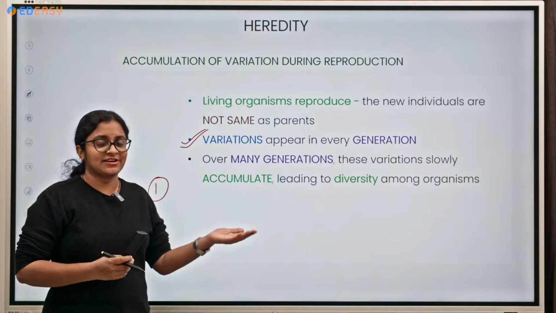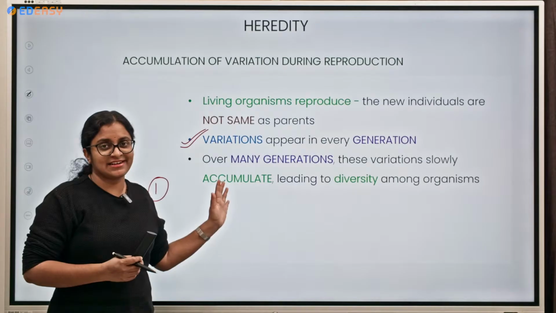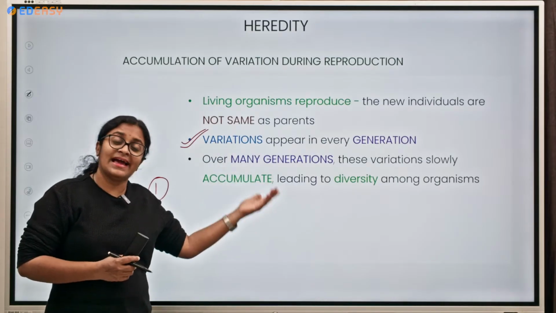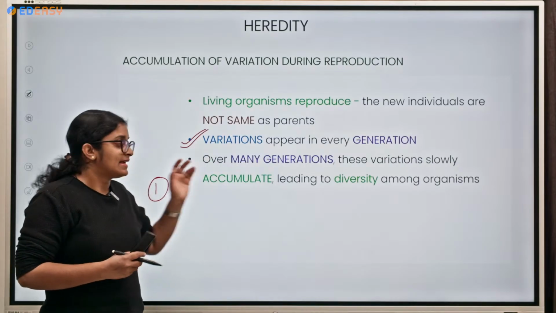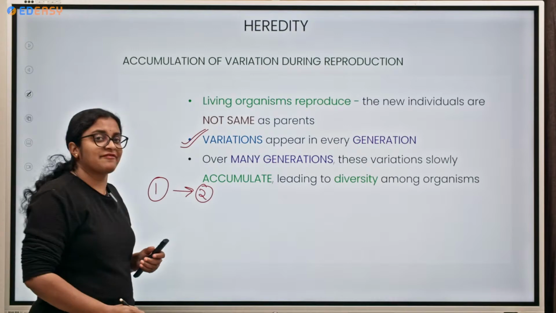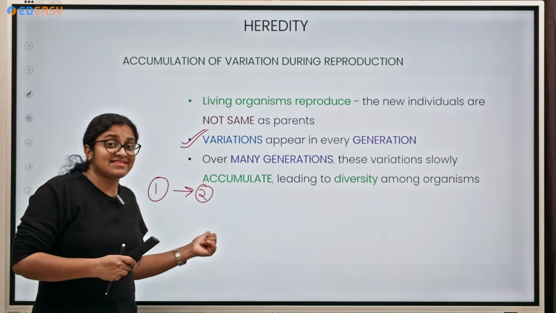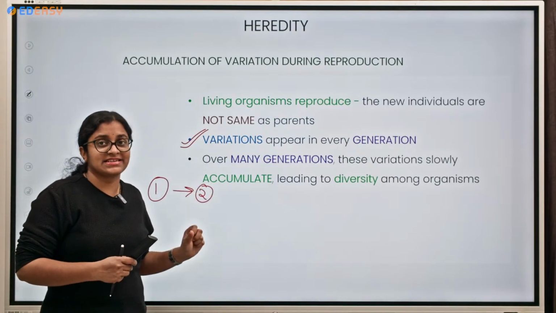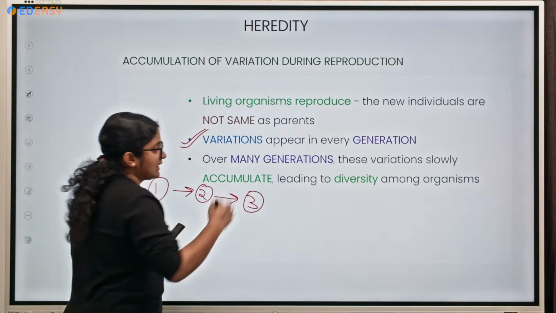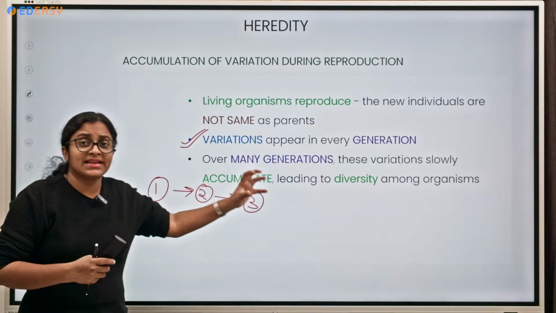If it is sexual reproduction, of course, with the help of sexual reproduction, we can say much recombination of genes will be there and there is a lot of variation. Now, the second generation has arisen from the first generation. In the second generation also, there are some variations. Now, let's move on. Let's take the third generation. Like that, there are many generations.